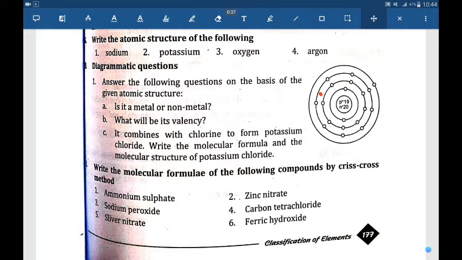Dear students, we are studying the chapter classification of elements. We are nearly at the end of the chapter and we are discussing the exercise. So the students of Anupam Vidyasadan are connected with me, and today is 9th of Jestha 2077, Thursday, right?